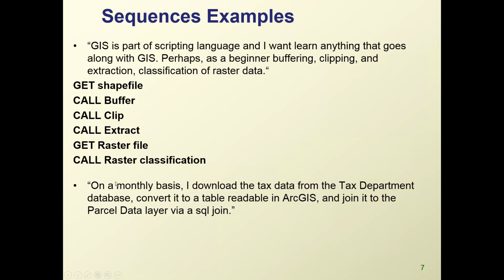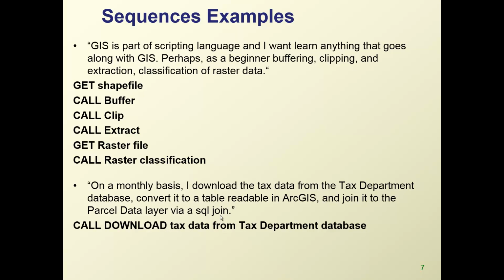What about the one at the bottom? Can you write pseudocode to explain that? On a monthly basis, I download the tax data from the tax department database, convert it to a table readable in ArcGIS, and join it to the parcel data layer via a SQL join.